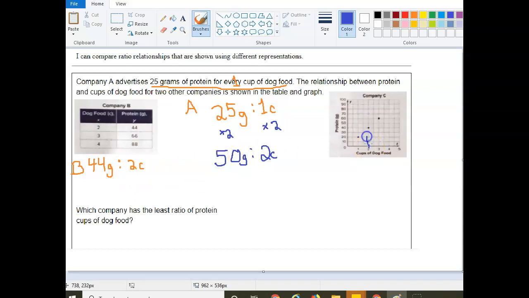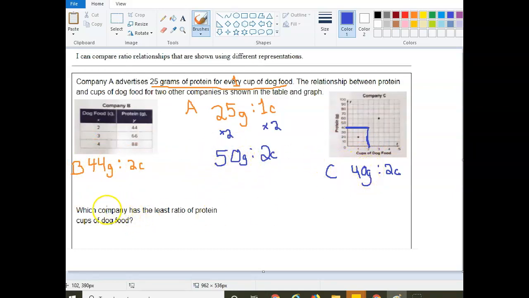I go up at the 2 on my cups of food. Then I go over. Okay, and as I go over, I hit the 40. So it's looking like for company C, I have 40 grams when I'm at 2 cups. Okay, now with the table, I read straight across. With a graph, I have to go up and over. Okay, up and over. So let's look at it. Okay, 2 cups, I'm going to get 44 grams. I'll get 50 here, and I'll get 40 here.